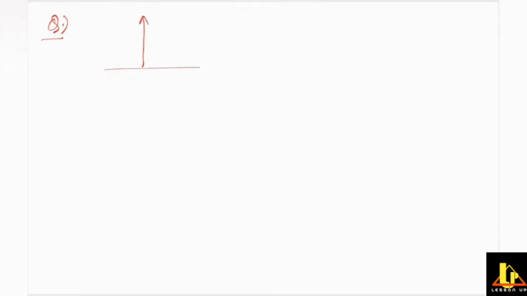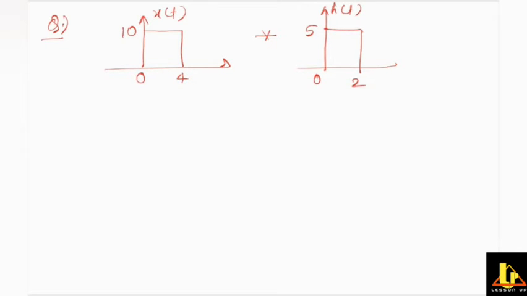Now, the convolution of x of t, which is 10 from 0 to 4, with h of t, which has magnitude of 5 from 0 to 2. So this is a rectangular signal, so we will get a trapezoidal signal, and the limits will be 0 plus 0 is 0, 2 plus 0 is 2, 4 plus 0 is 4, and 4 plus 2 is 6.